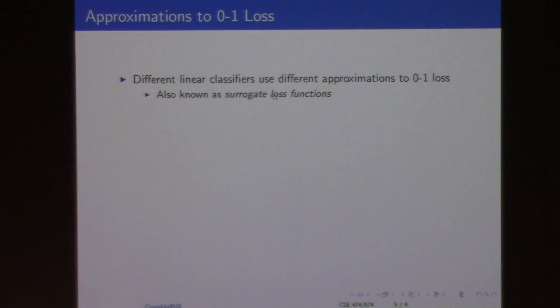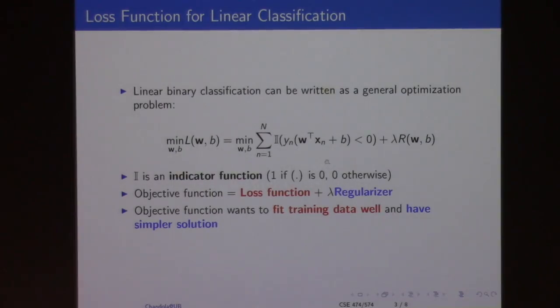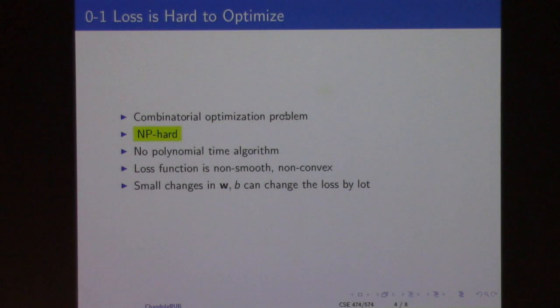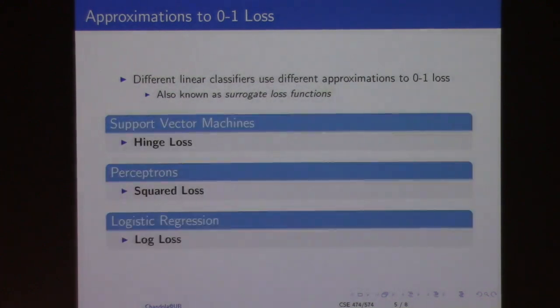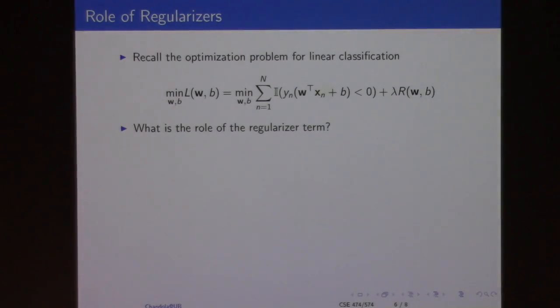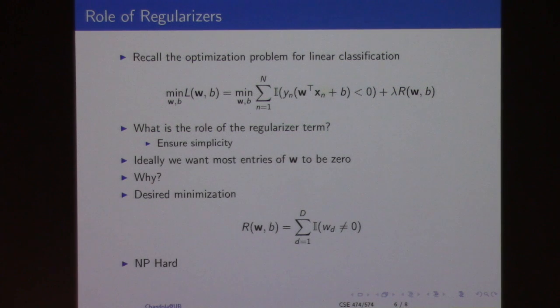So you can either change the loss function, or you can change the regularizer. Now let's look at the regularizer. The role of the regularizer term is that you want it to be as sparse as possible. If you want to do something like feature selection, you want most entries of this W to be 0. That's what lasso does as well, right?